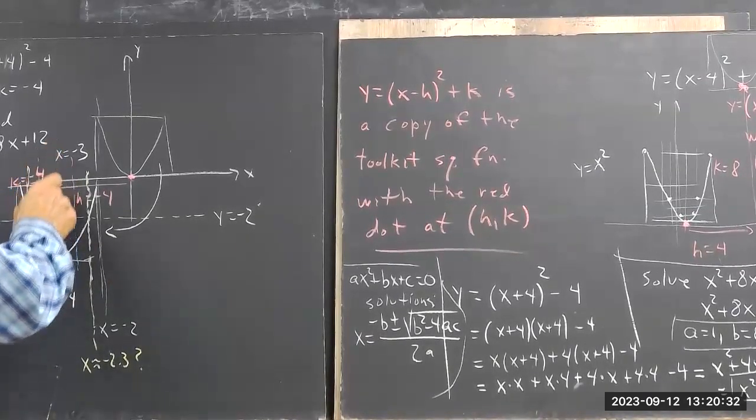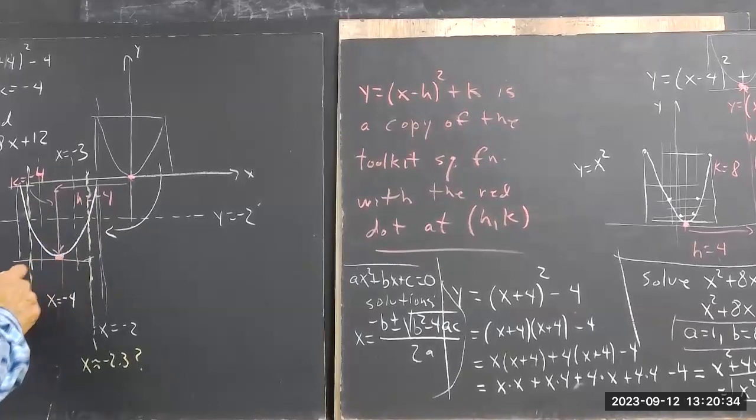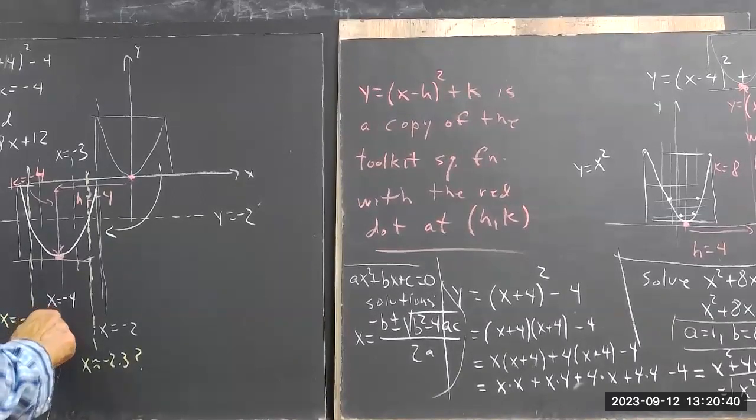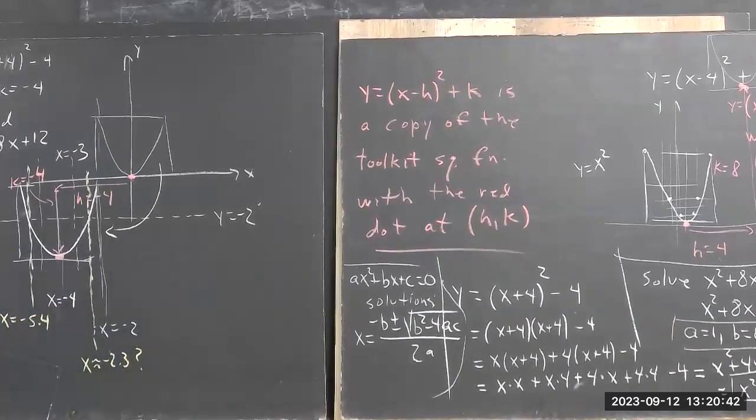All right, and over here, this one, well, I could divide this up the same way. I can put my x equals -5 here and x equals -6 here. Looks like maybe x equals -5.4. Okay. Actually, it looks more like -5.5.